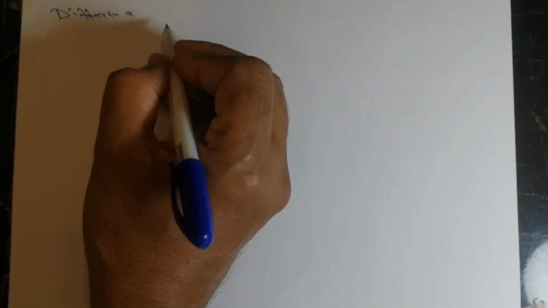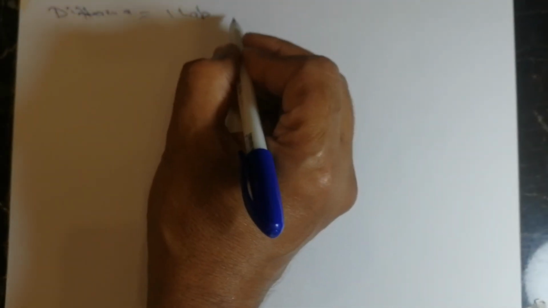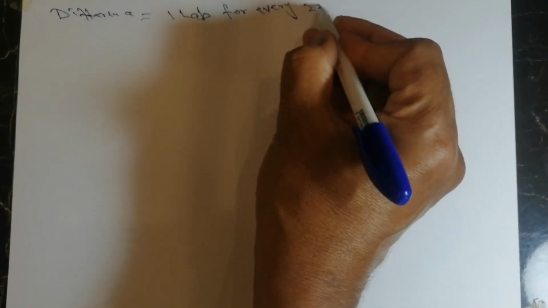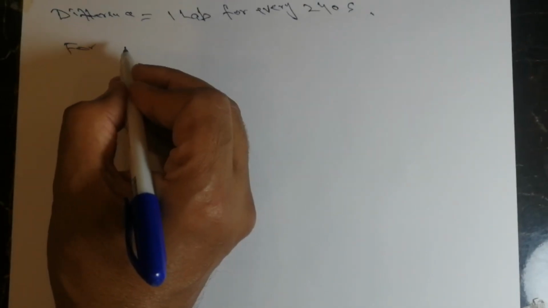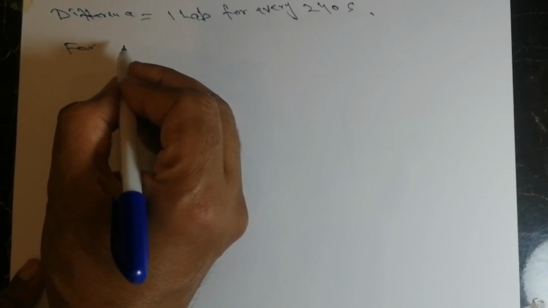So the difference is equal to 1 lap for every 240 seconds, and for 5 laps as required in the question, how long in minutes will it take for the faster car to be 5 laps ahead?